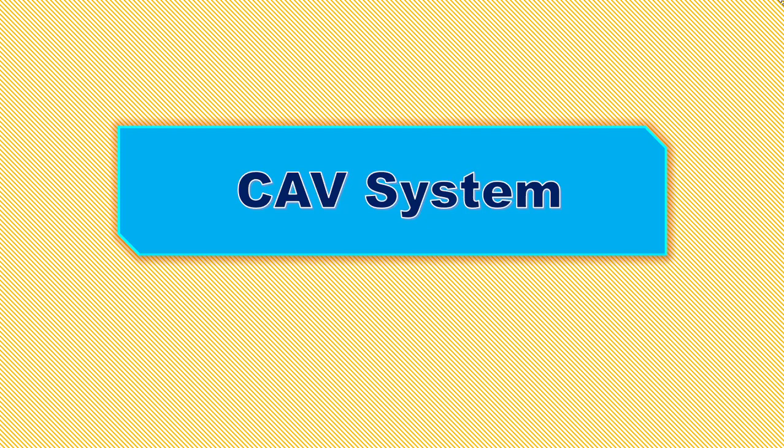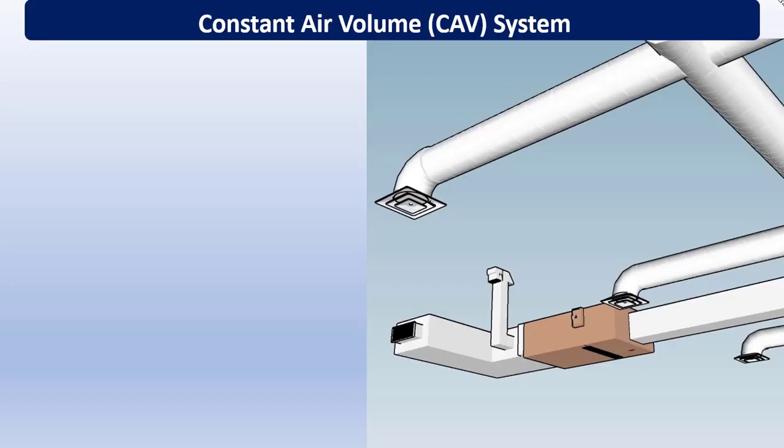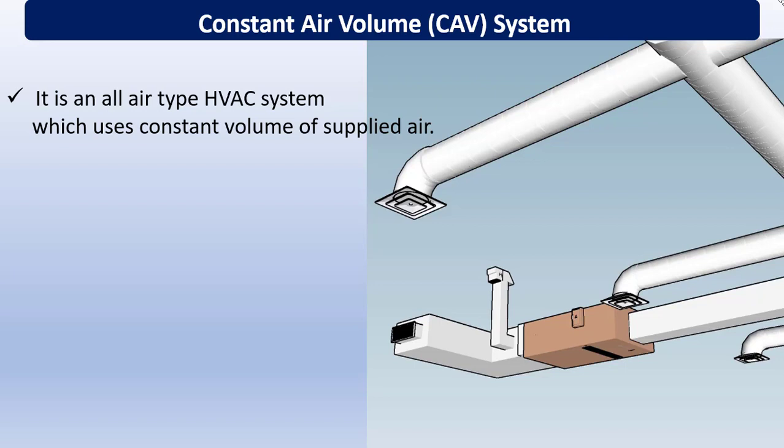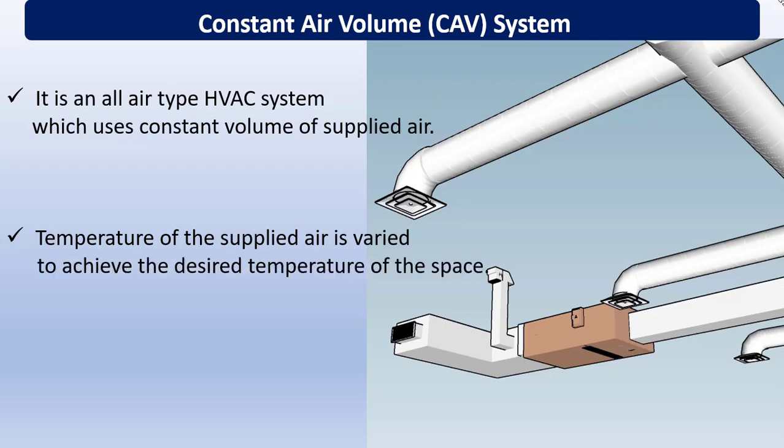In today's video we will talk about CAV systems. CAV stands for constant air volume. It is an all air type HVAC system which uses constant volume of supplied air. Temperature of the supplied air is varied to achieve the desired temperature of the space.